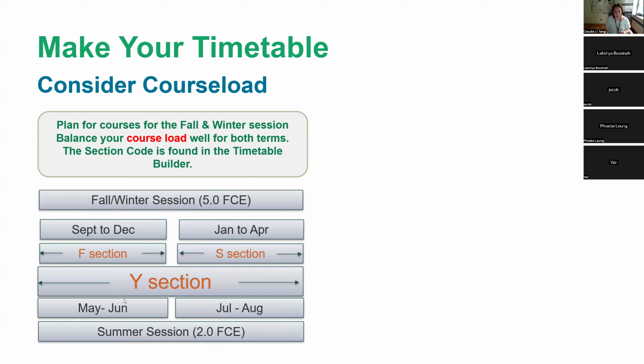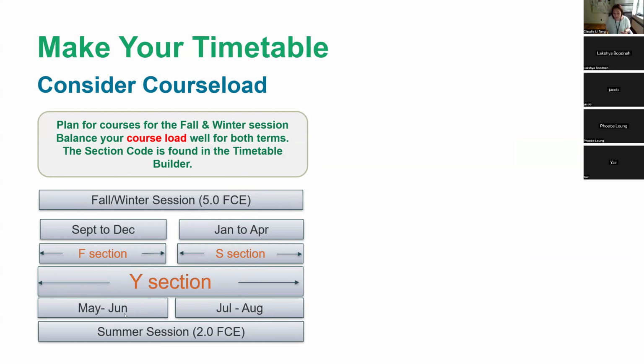Okay, so fall winter session, 5 full credits, it's like 100% course load. In the summer, it's 2 full credits. That's 100% course load. You could have a Y course that goes throughout the term, and that will have a section code Y. But like the CSC 110YF, that means it will just start in September and end in December.